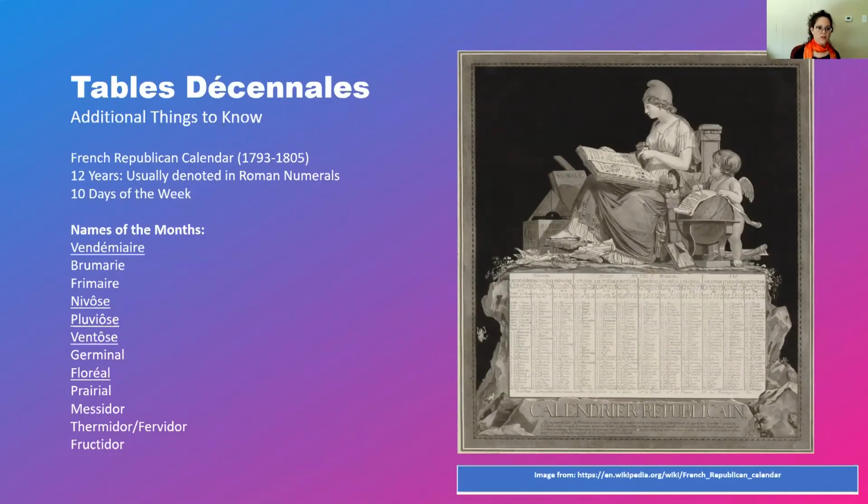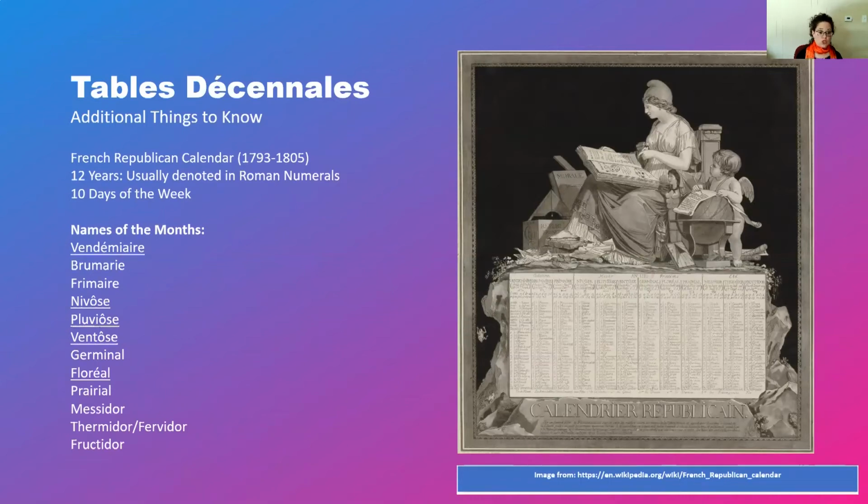Okay, another thing to know before we move on to the actual records is there is what is called the French Republican calendar. It was used in France from 1793 to 1805. This was a result of the French Revolution. They wanted to get rid of everything that was typical to the way things were before the Revolution, and so they even changed their calendar. So be aware of that.